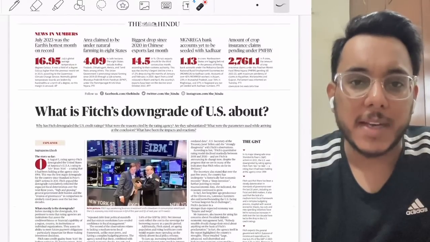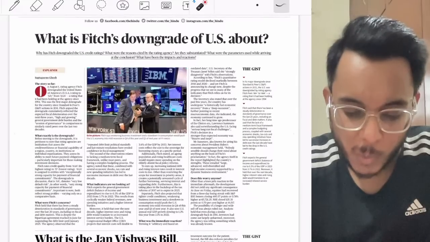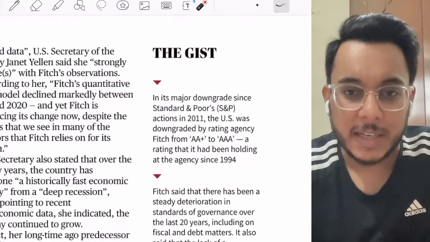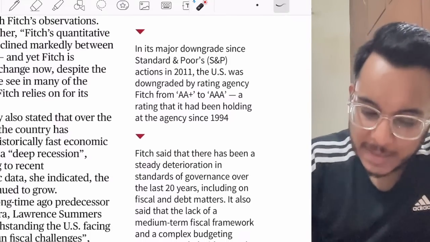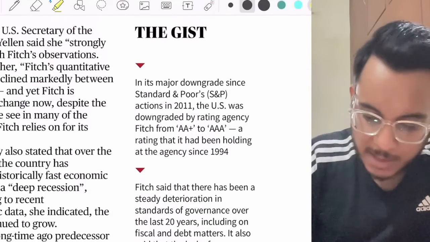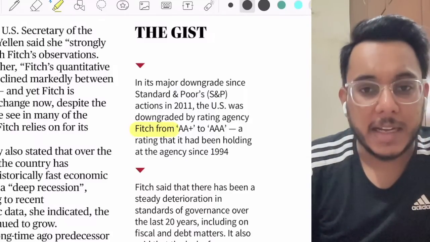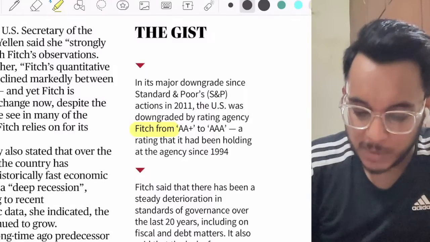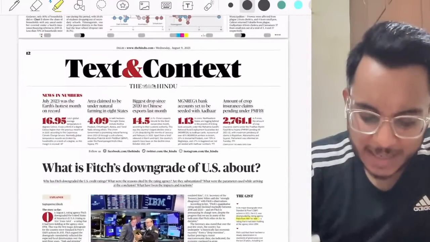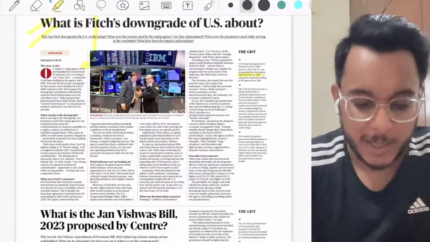Then further moving on, guys, the Text and the Context section contains some good articles for our exam. What is Fitch's downgrade of the US? So basically, guys, what has happened recently? The rating agency Fitch has reduced the credit rating of the USA, from triple A to double A plus. The article is talking about why it has been reduced, how India will be impacted, and all such things.